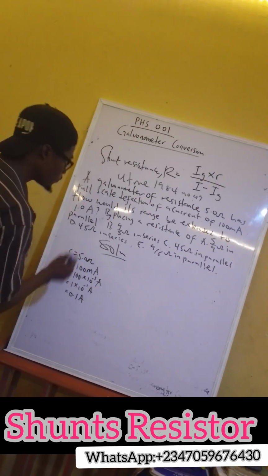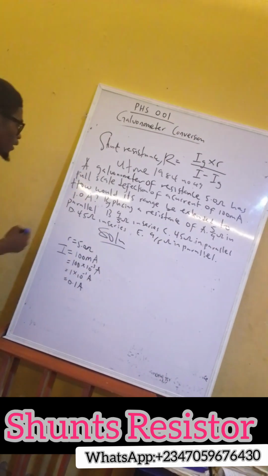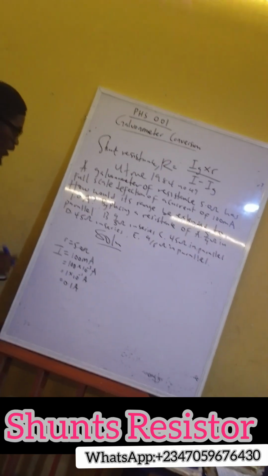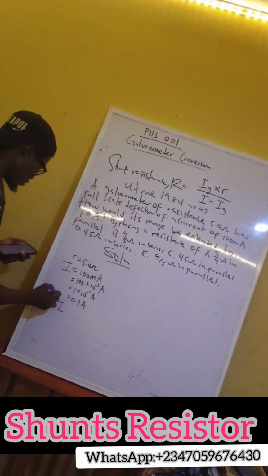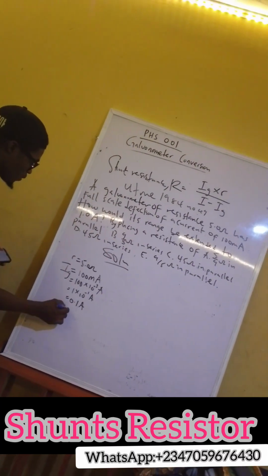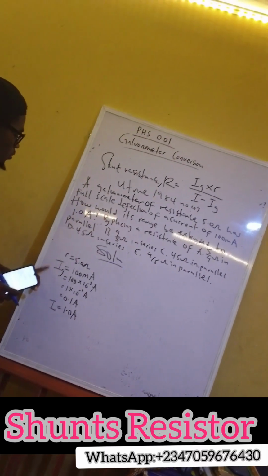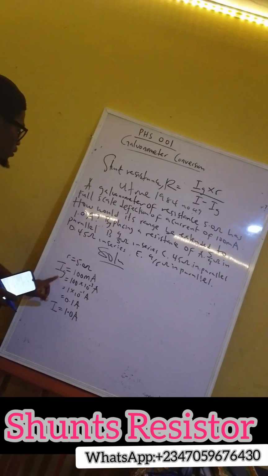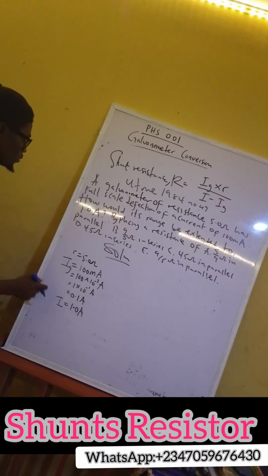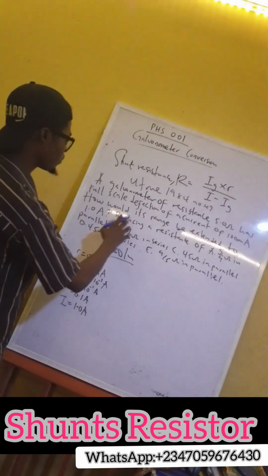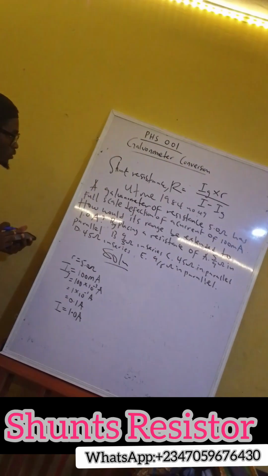So what else do we have? How would each range be extended to 1.0 ampere? So this is Ig, the current through the galvanometer, and our I is 1.0 ampere. Now we're moving on. By placing a shunt, at the end of the day it is very obvious that we are looking for the shunt resistance.